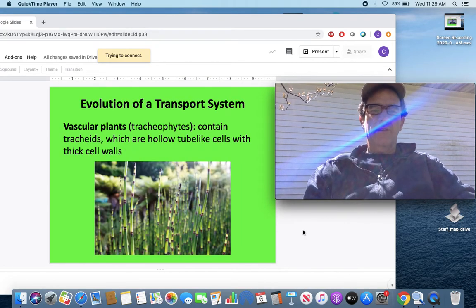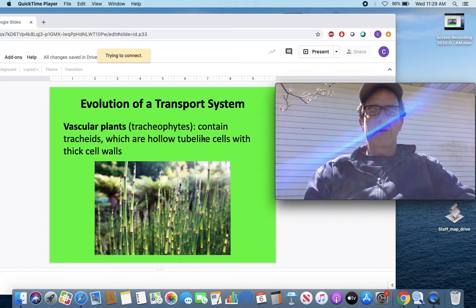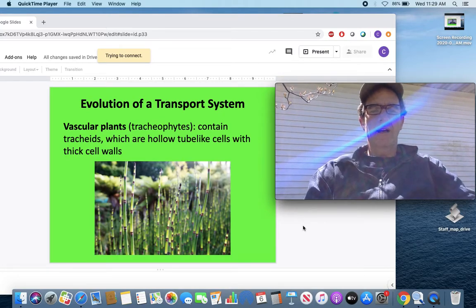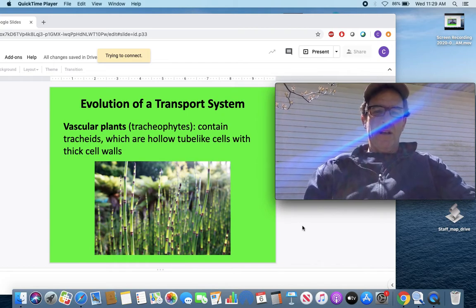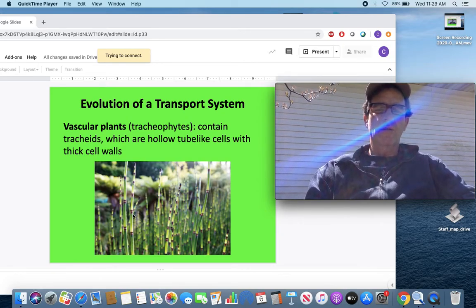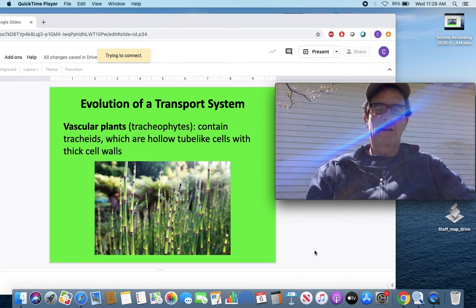So the vascular plants, their scientific name, by the way, is tracheophytes. A phyte, again, means plant. They contain tracheids, which are these tube-like hollow cells, much like these straws here. This is one of my favorite kinds, called the horsetails. You may have seen these. They almost look like little bamboo plants. They grow quite a bit around here in ditches and other wet areas.